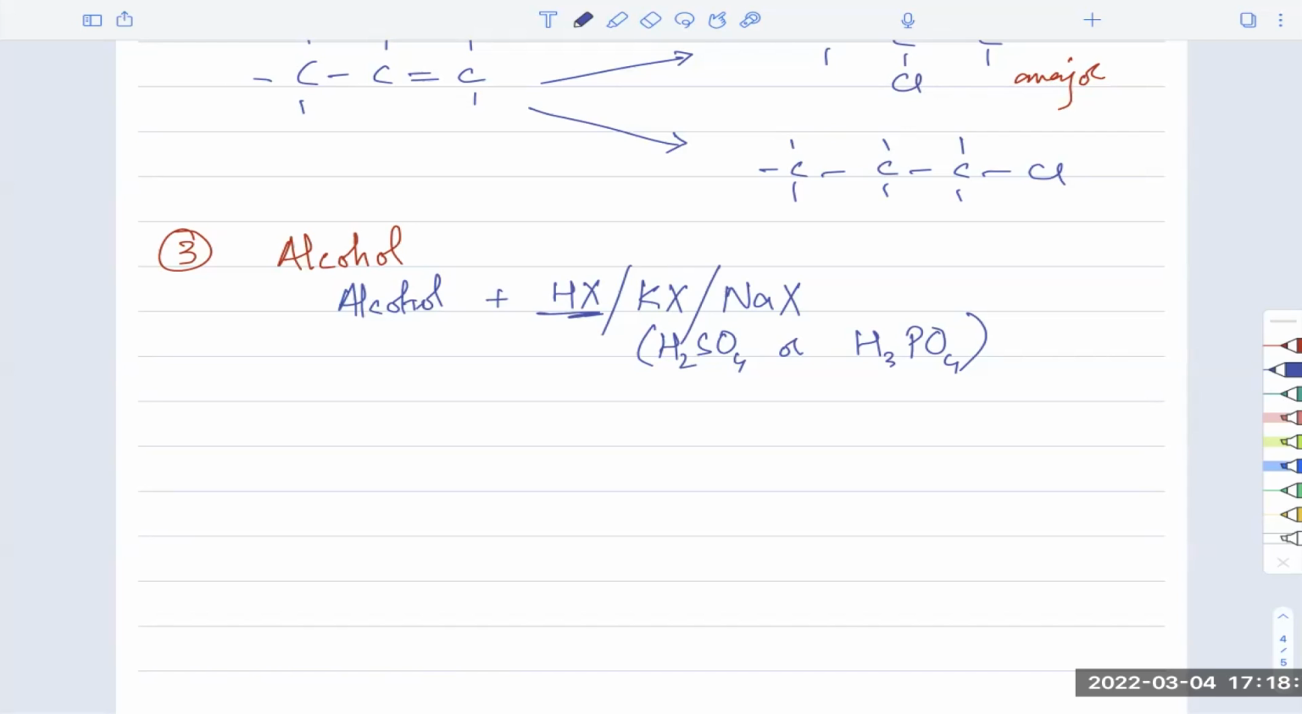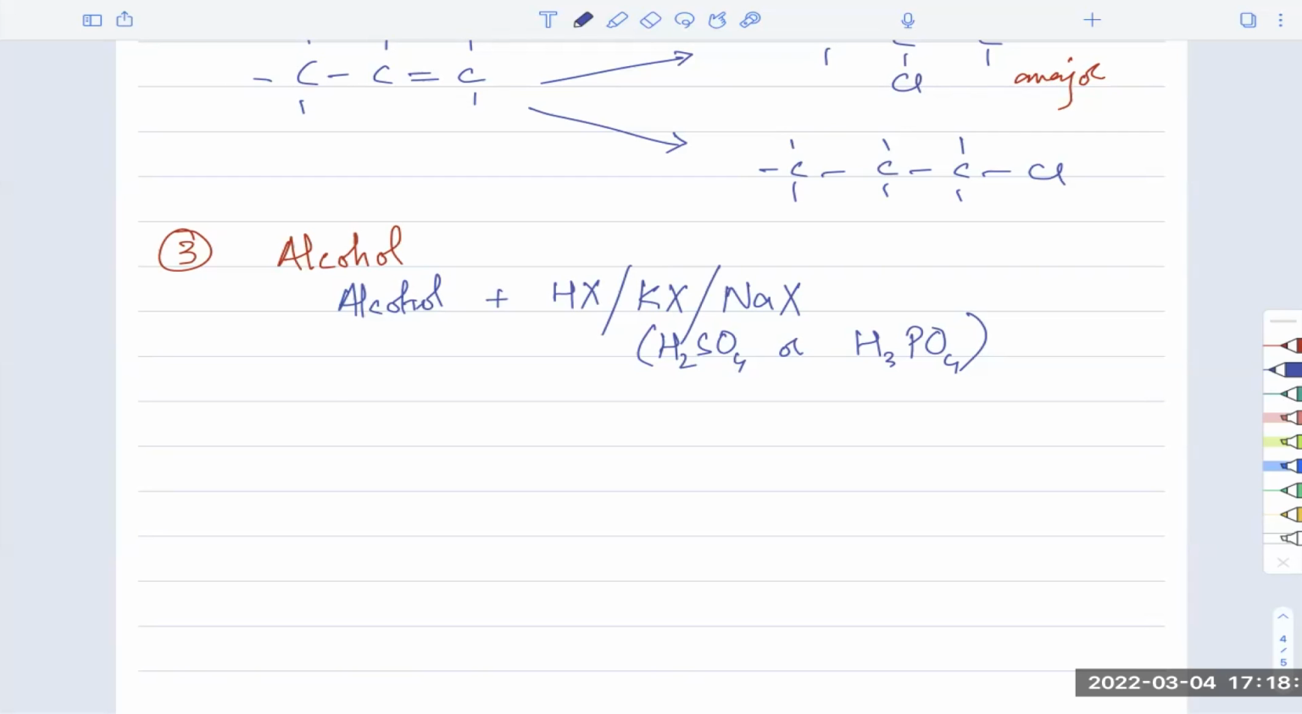Now I can use HCl or HBr or HI itself, and if I do that, I don't need to add an external acid. But if I have potassium halide, potassium chloride, potassium bromide, or sodium bromide or sodium chloride, then I will need an acid. Now what happens in this case? So I'll give an example.